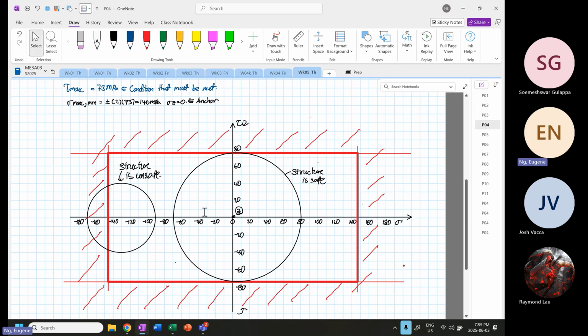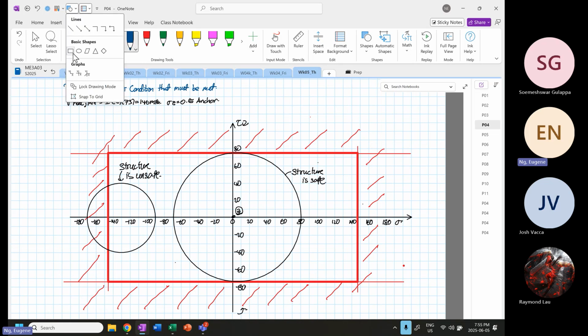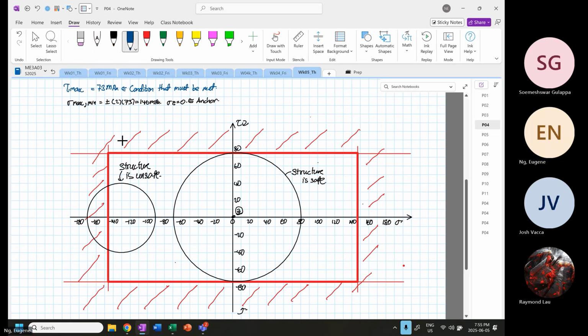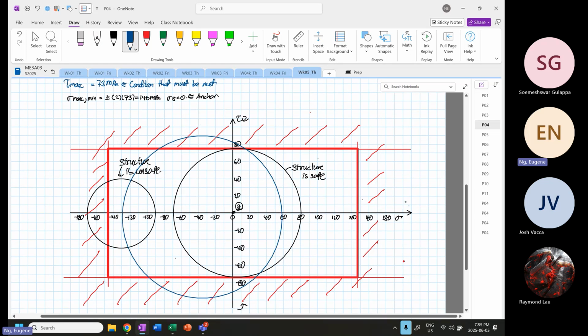So I'll draw another one. I'll sketch another one. So another circle that we're going to draw is like this. Right? So when you see this, again, over here, the structure is unsafe. Okay? So it cannot go outside this red box.